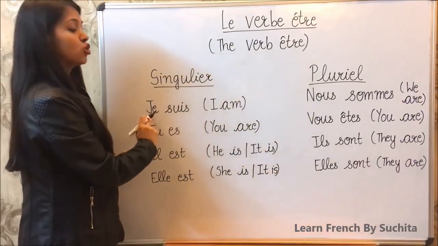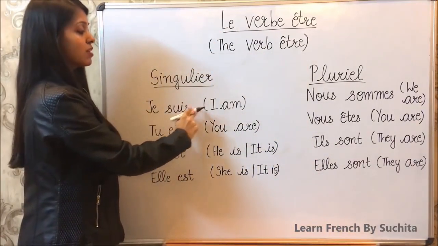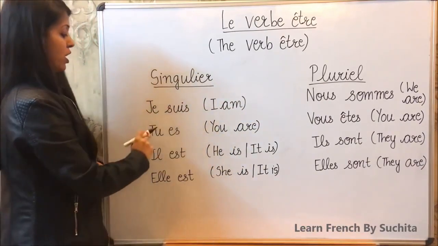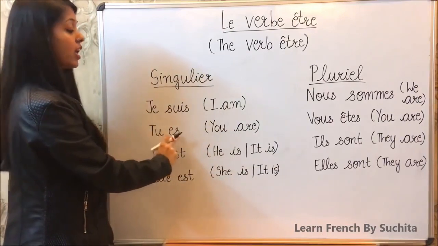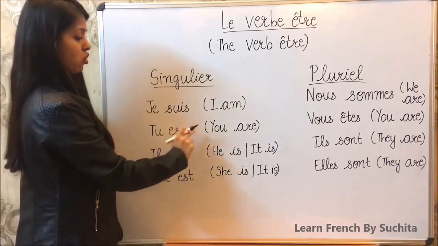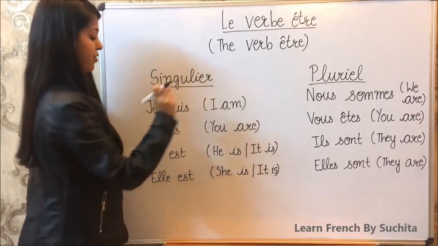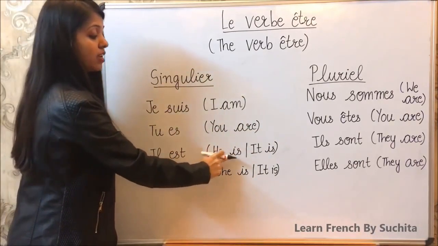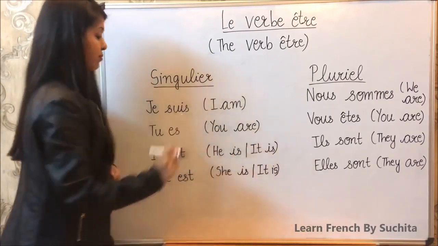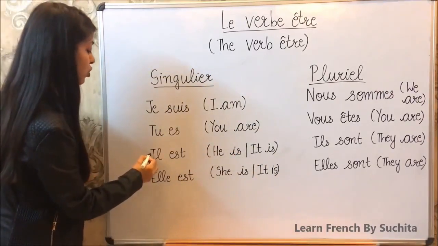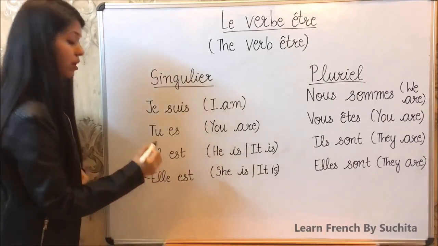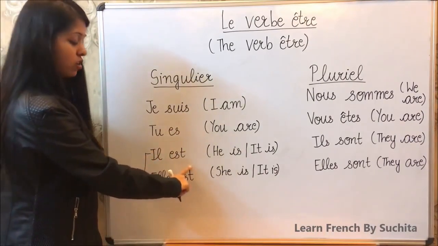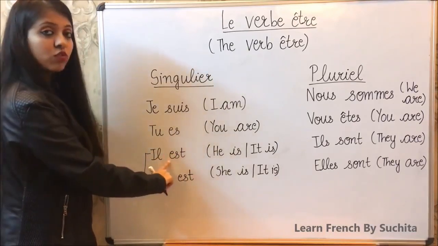The first is je suis, which means I am. The pronunciation is je suis. Now the next is tu es, as in the letter A. Meaning is you are. Il est, the meaning is he is or it is. Now in every verb, the conjugation of il and elle is the same. So il est, so elle will also have the conjugation of il only.